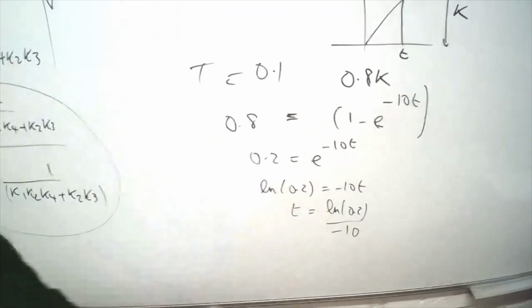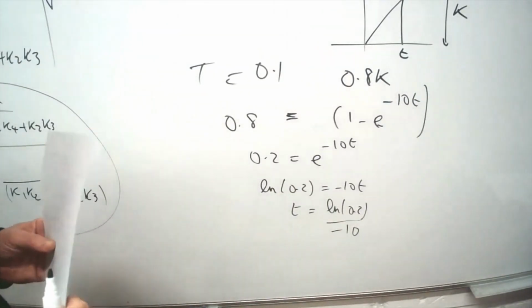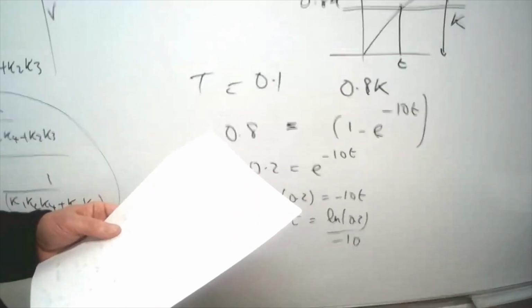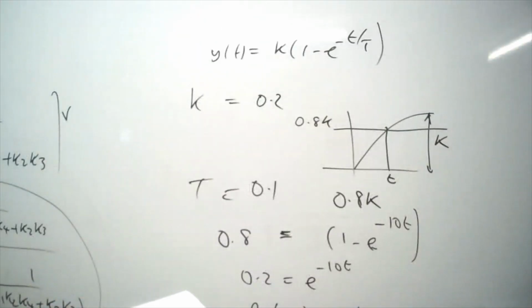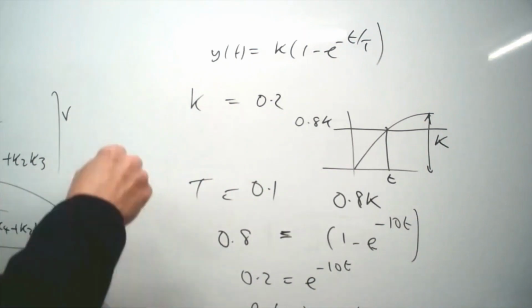So you can, I don't know what the natural log of 0.2 is, but there's a thing on your calculator that'll work it out. And that now is a typical first order system question, question 1. And that was worth, the whole thing was worth 10 marks.